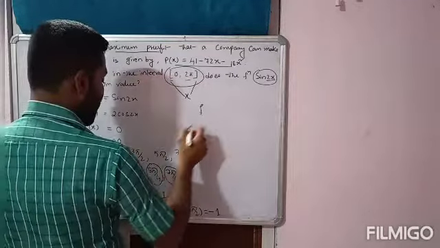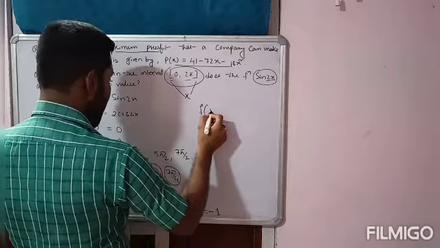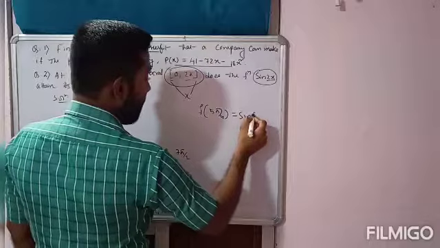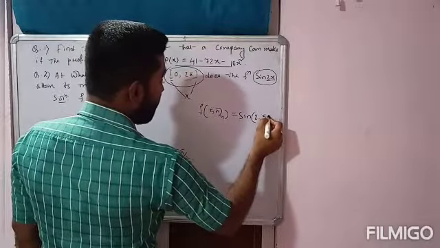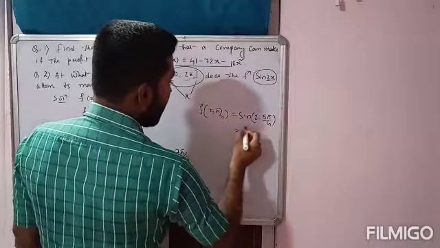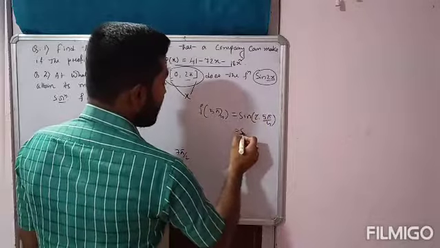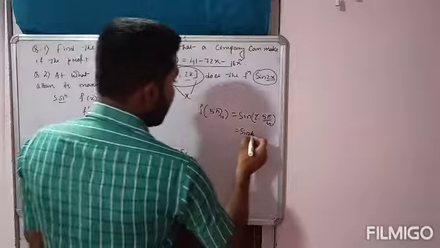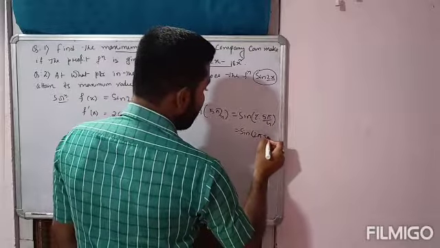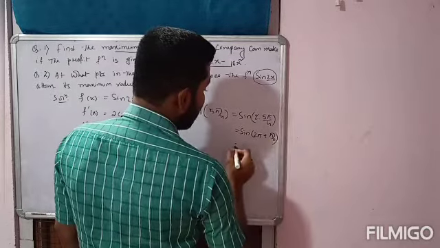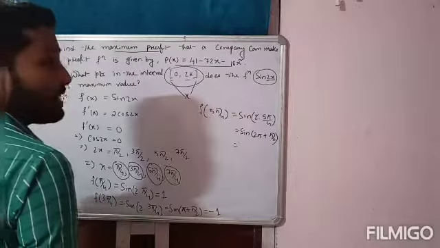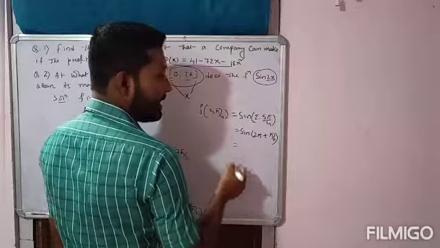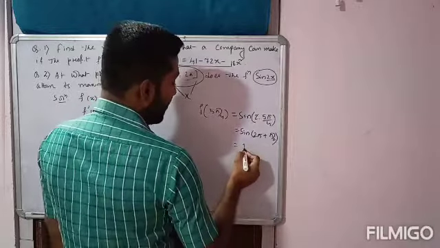Next one is 5 pi by 4. So f of 5 pi by 4 is equal to sine of 2 into 5 pi by 4. So this becomes sine of 5 pi by 2. 5 pi by 2 can be written as twice pi plus pi by 2. Twice pi means 360 plus theta. 360 plus theta lies in the first quadrant. In the first quadrant, we all know that sine is always positive. So sin 90, that is 1.